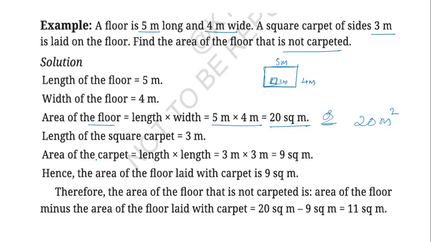Therefore, area of carpet is equal to length into length. That means 3 into 3, 9 meter square. Hence, the area of the floor laid with the carpet is 9 meter square. Therefore, the area of the floor that is not carpeted is area of the floor minus area of the floor laid with carpet. That means 20 minus 9 is equal to 11 square meter.